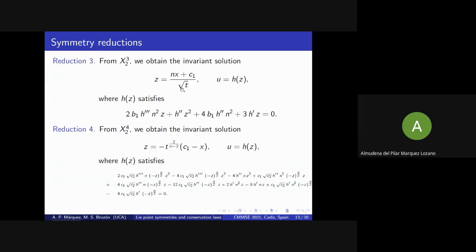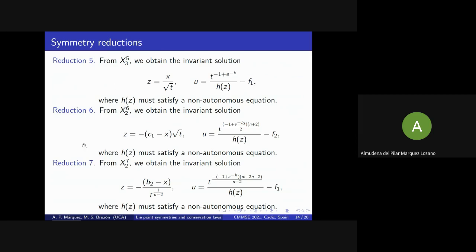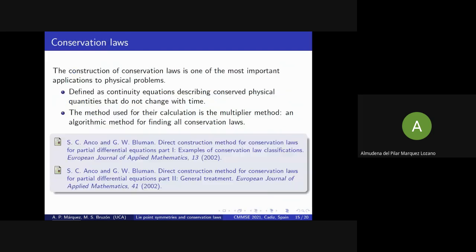for the third one, all is the same. And for the last three, also the same. Here we don't put the reduced ODEs because of the length of the ordinary differential equation. So with this ordinary differential equation, we can look for exact solutions for the original PDE.